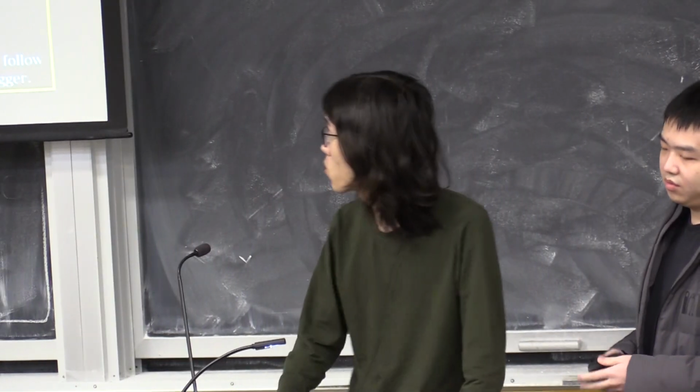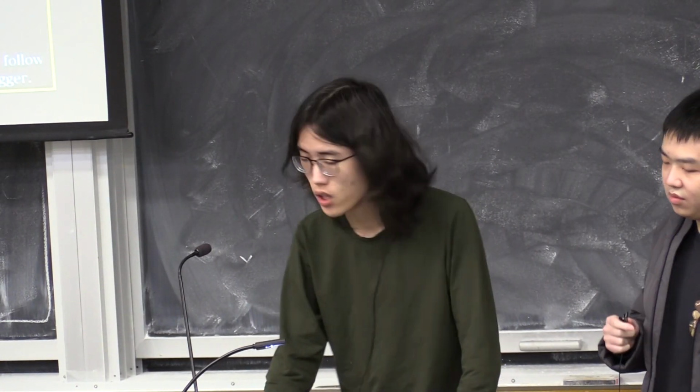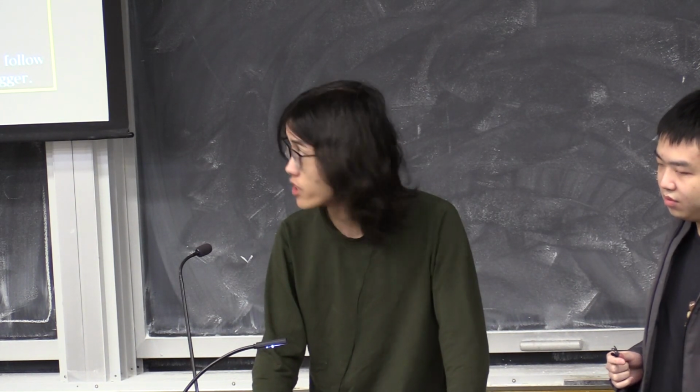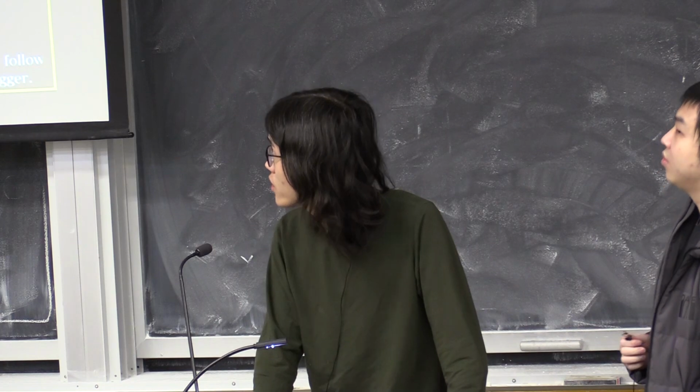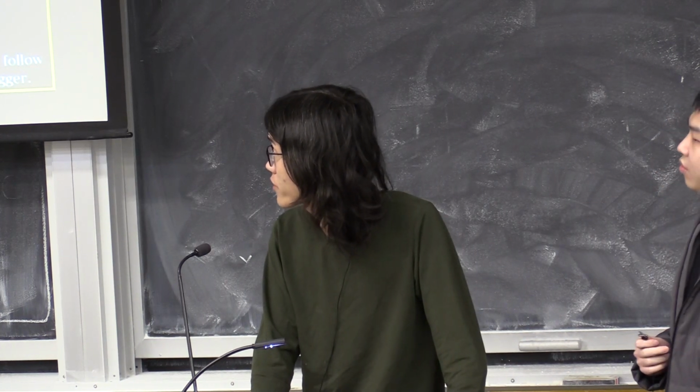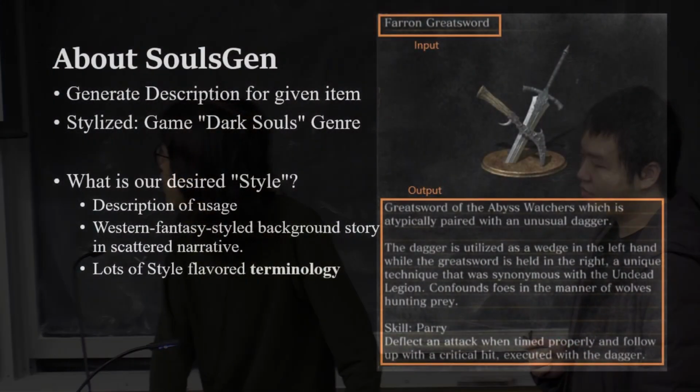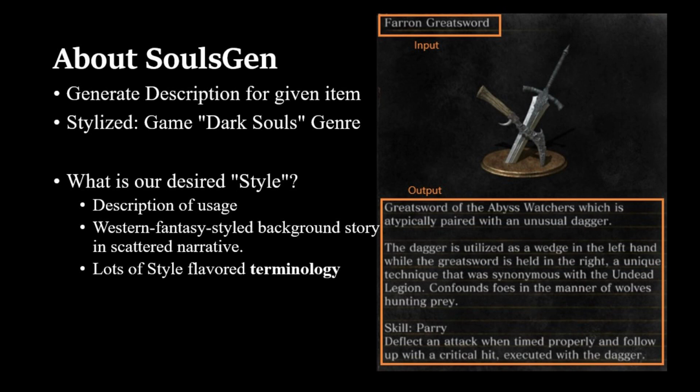Right, so we are the team SoulsGen, and our project is to build a generative model to generate a stylized description of a given item in a game of the Dark Souls genre. You can see on the right an example of a game item, where the input is an item name and the output is a description.